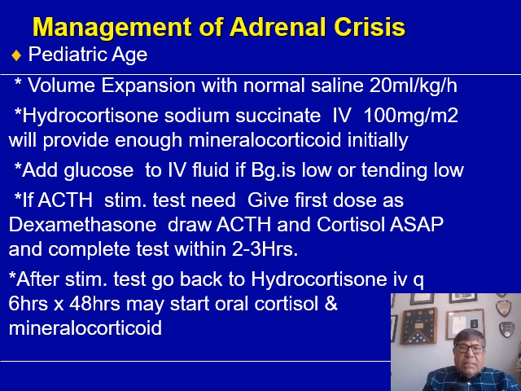Now, management of adrenal crisis. This has been discussed again in CAH lecture. The first thing, doesn't matter whether it's adult or pediatrics, is volume expansion. The volume expansion with normal saline, 20 ml per kg per hour, as fast as possible. And hydrocortisone hemisuccinate 100 milligram per meter square you give initially as an IV push. And depending upon the blood glucose, which is usually low or may not be that low, you also start 5% dextrose or 10% depending upon how low is the blood sugar, with normal saline.